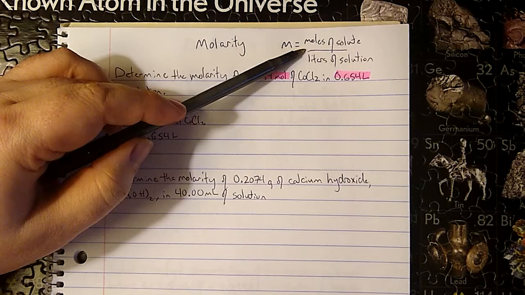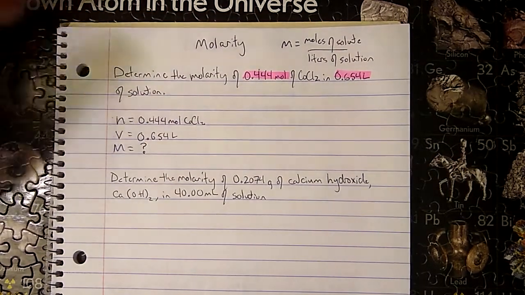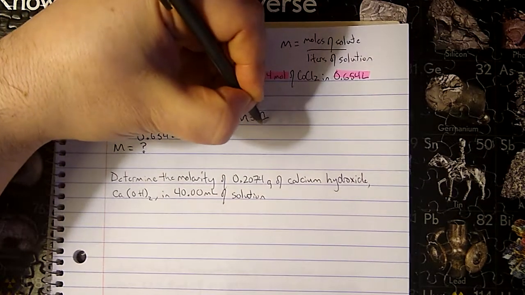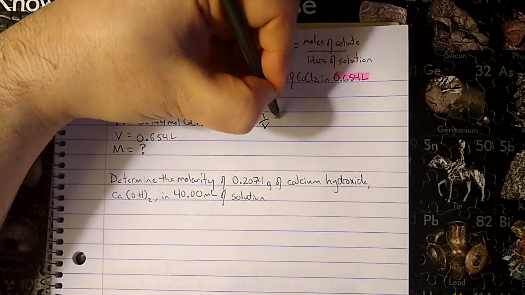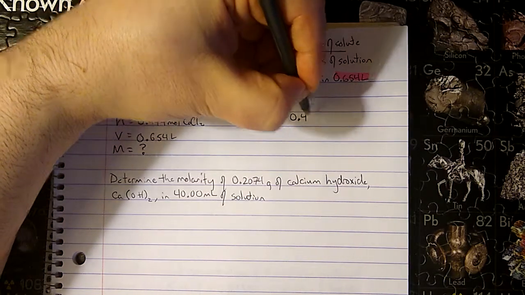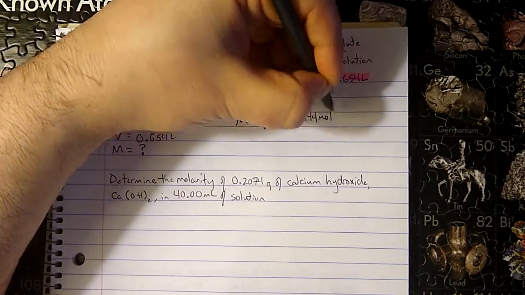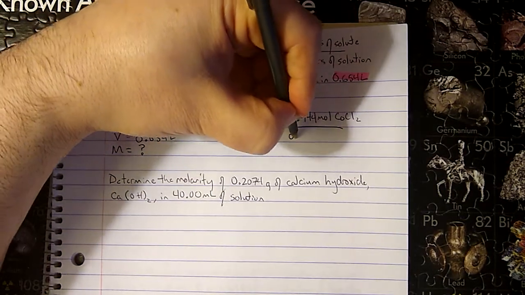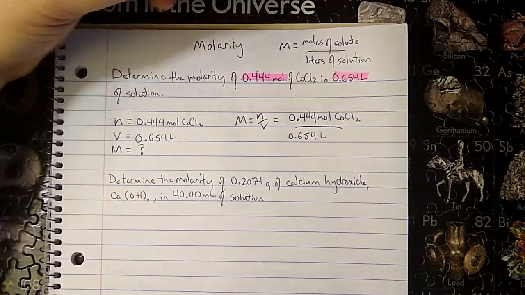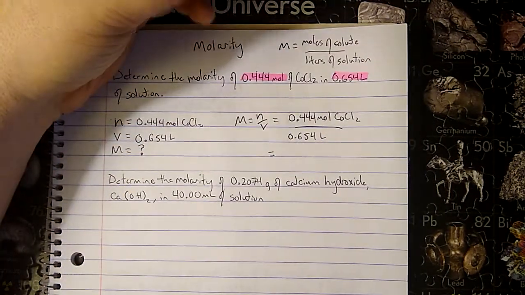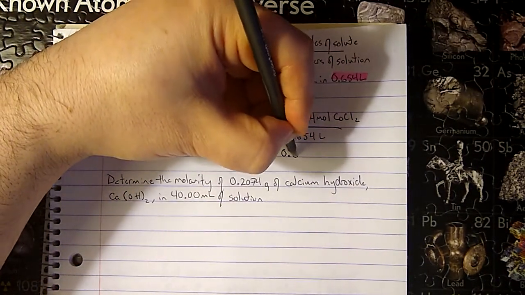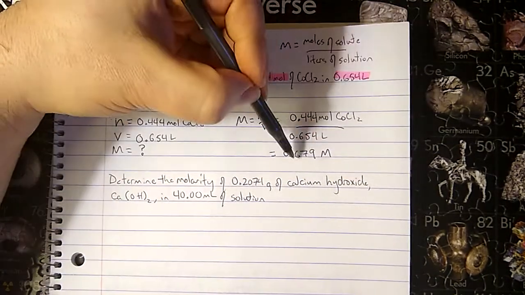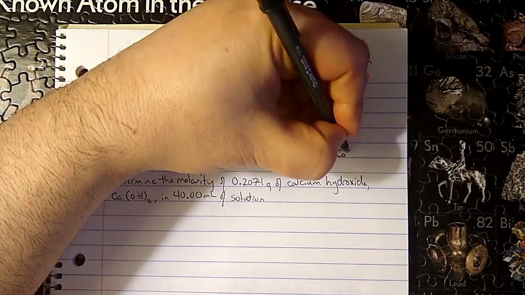Once again, my equation is moles over liters. I have moles, I have liters. I don't need to do any conversion, so I can just go ahead and plug into my equation. Taking moles and dividing them by liters. If we do that, we get a concentration of 0.679 molar cobalt chloride.